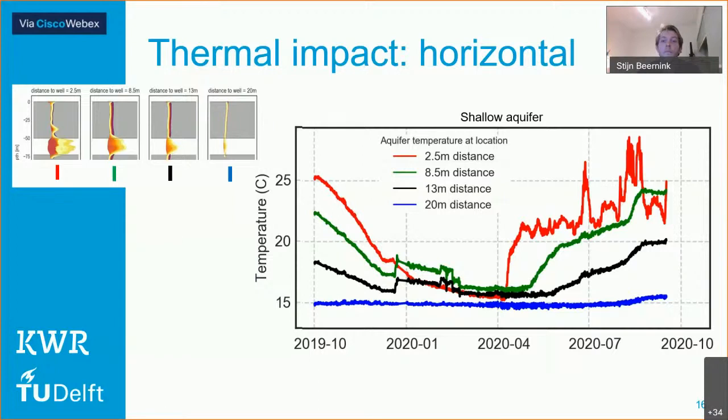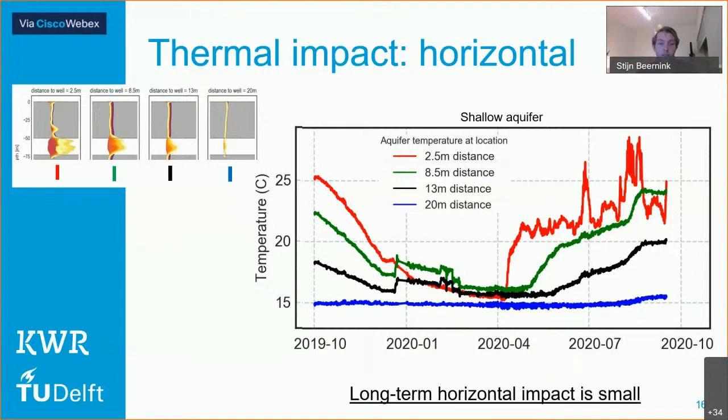And what is probably most important that we see here is that every year, or at least in this year, even after 8 years of use of the system, the subsurface around the warm wells cools down entirely back to the natural ambient temperature of the subsurface there, which is about 15 degrees Celsius. And this actually shows us that the long-term horizontal impact is actually quite small, which is the case because we have this huge imbalance between the warm wells and the cold wells. So the warm well is empty in winter each year, and therefore the long-term horizontal impact is very small. And yeah, that is really clear here.